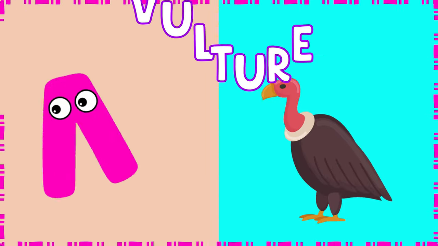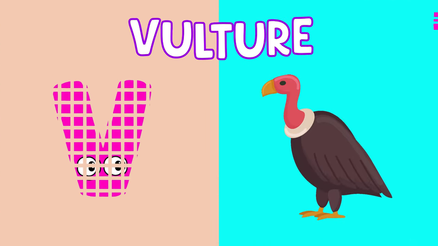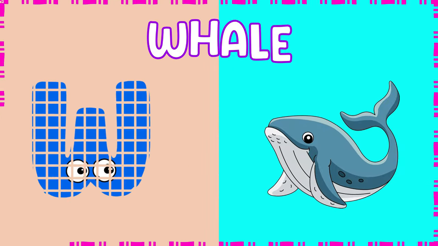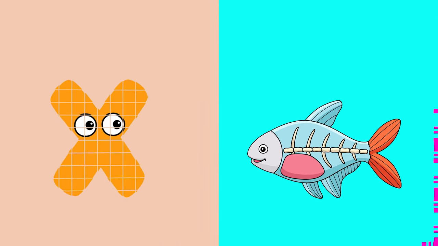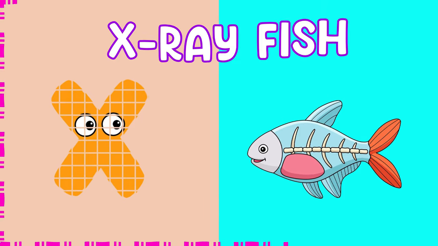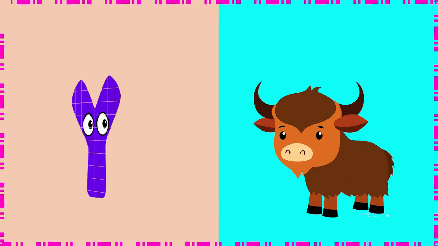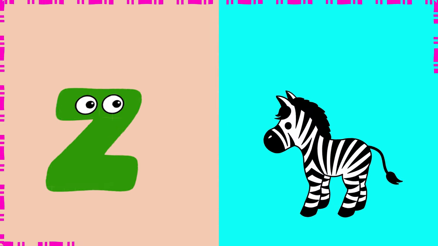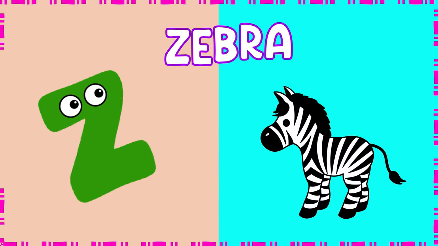V is for vulture. Vulture. W is for wheel. Wheel. X is for X-ray fish. X-ray fish. Y is for shark. Z is for zebra.